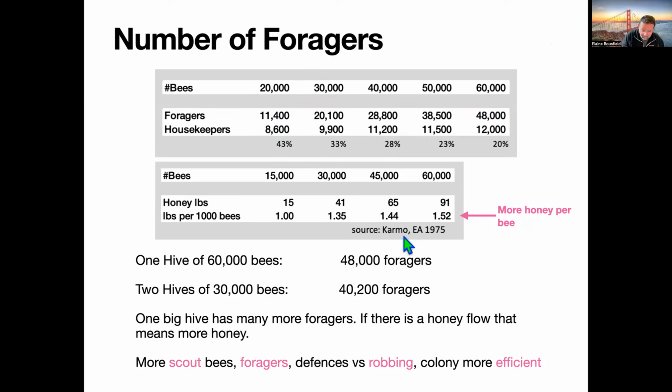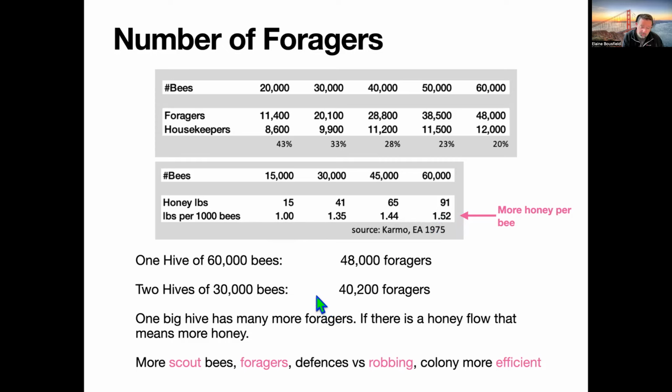This is from some research I was reading about, done in, I believe it was Nova Scotia, in the 70s, but they took different sized colonies and measured how much honey they produced. And what that shows is that the amount of honey per bee goes up as the hive gets stronger. So this small hive here is producing a pound of honey per 1,000 bees, while this giant colony is producing a lot more, 1.5 pounds per 1,000 bees.